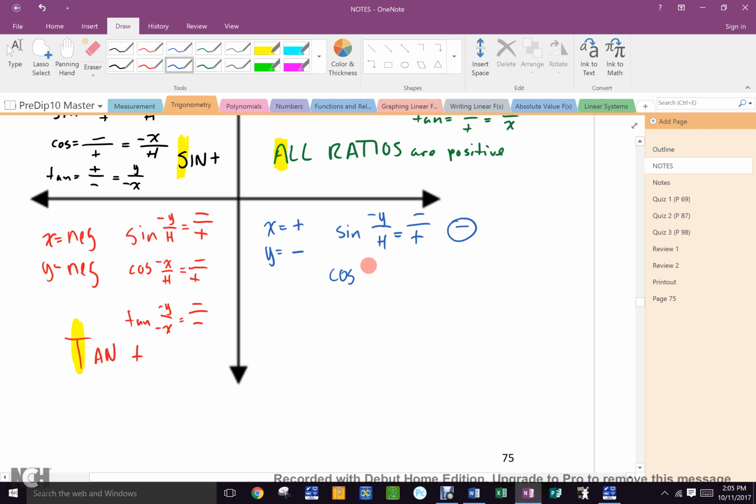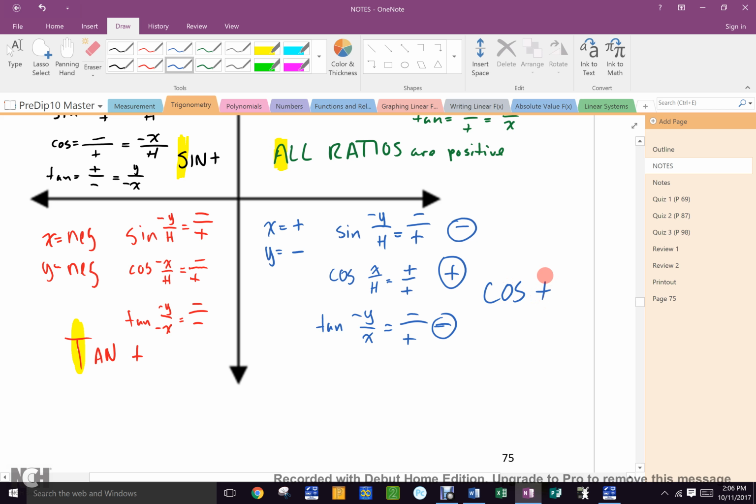You've seen cos 3 times on this sheet alone. What is cos? X over h. Is x positive? So it's positive over positive. So cos is positive. What is tan? Y over x. Since y is negative, tan is negative divided by a positive, so tan is negative. Meaning what is positive in this?